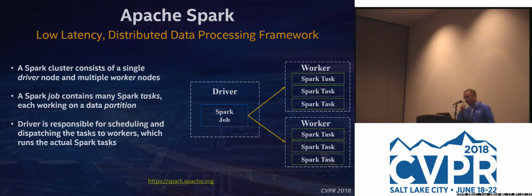So first of all, Apache Spark. I'm not sure if everyone is familiar with that. Apache Spark essentially is today the most widely used cluster computing framework for low latency distributed data processing. It's an Apache project, so you can go to the Apache website to look into details. But in essence, it is basically a master-slave architecture. It has one single driver and many workers in a Spark cluster.